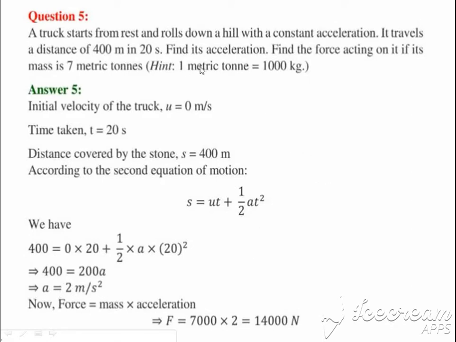Now you have found acceleration, you have to find force. The formula of force is ma, mass into acceleration. Mass is 7000 kg, so 7000 into 2, that is 14,000 Newton.